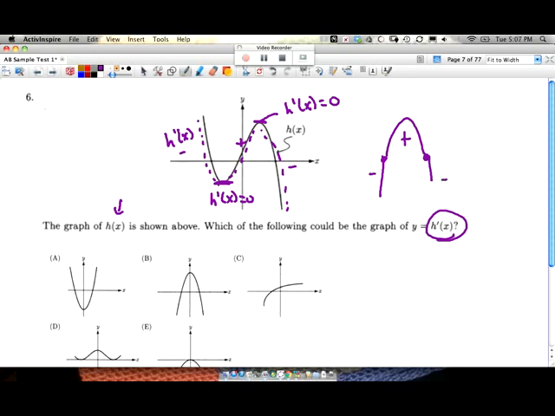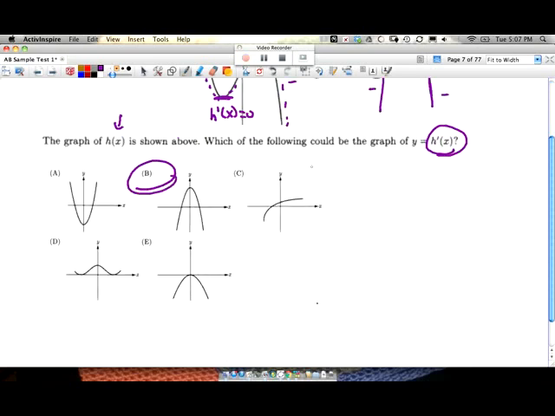We're negative, then we're positive, then we're negative. And we got zeros in the middle. 0, 0. What does that look like? Hey, that looks like B. How do I know it's B and not E? Well, here's why. Because look at B.